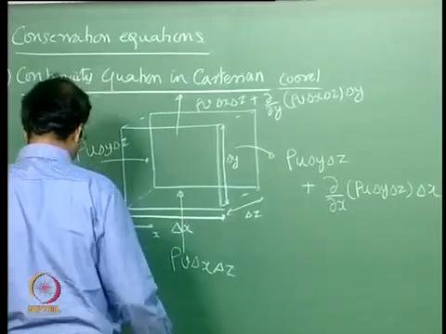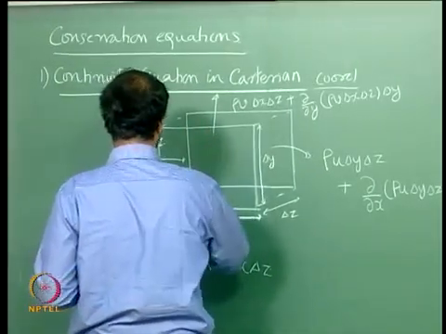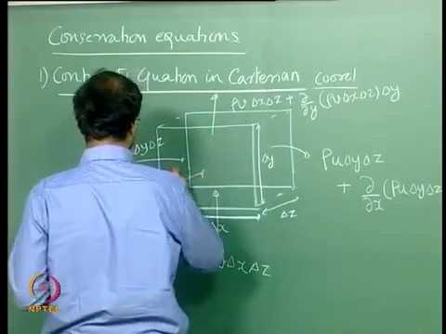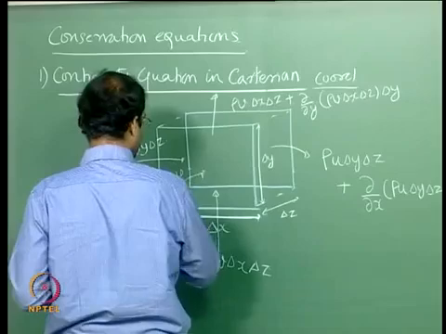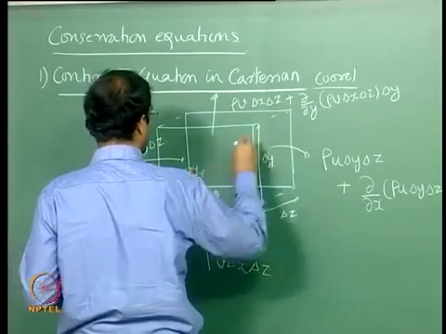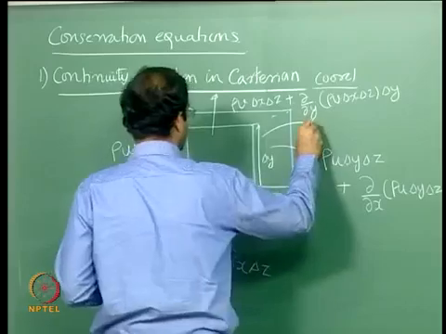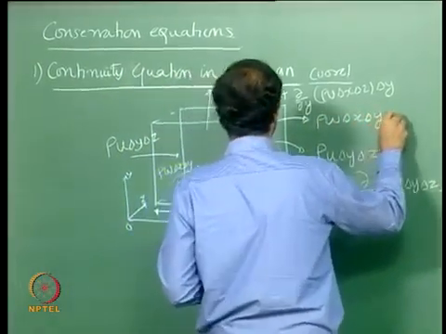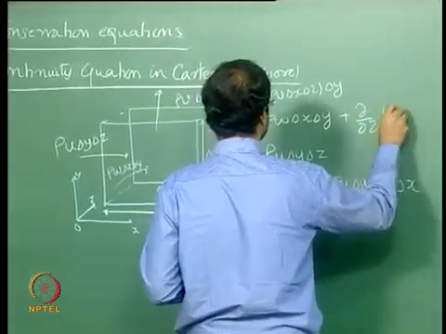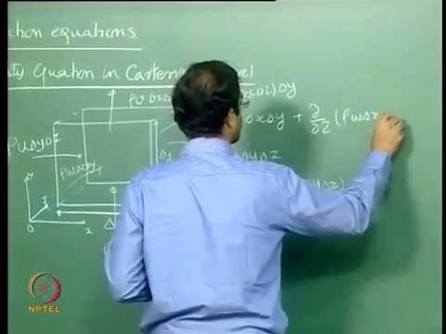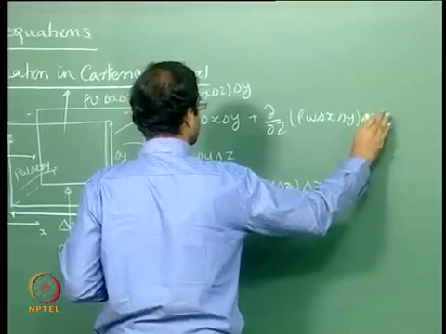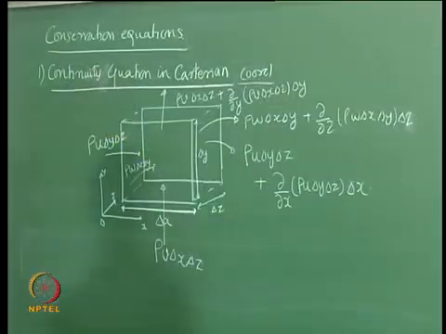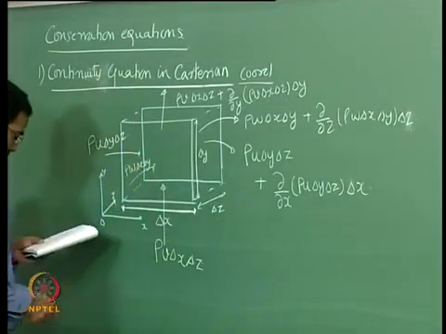The same thing can be done in the z direction as well. If you look at the front face, the mass flow rate entering along the z direction is rho w into delta x delta y, and the flow leaving through the rear face can be written in terms of the Taylor series expansion as rho w delta x delta y plus d by dz of rho w delta x delta y into delta z. So these are all the mass flow rates entering and leaving the control volume.